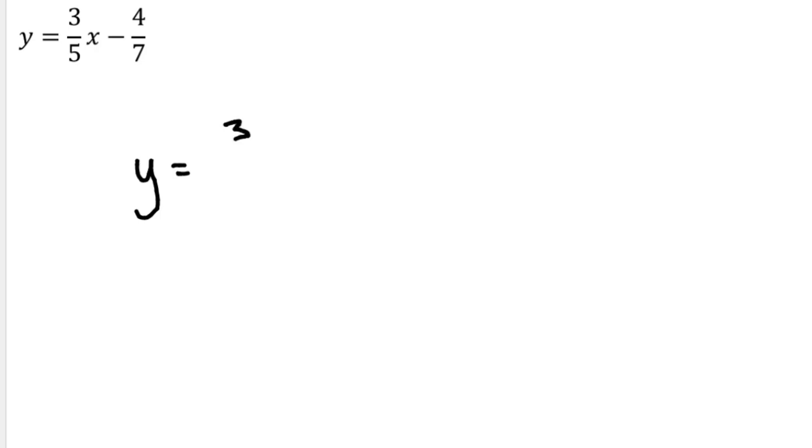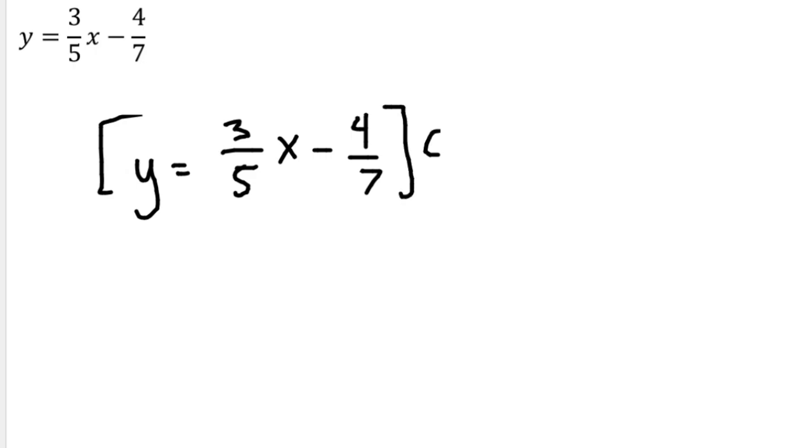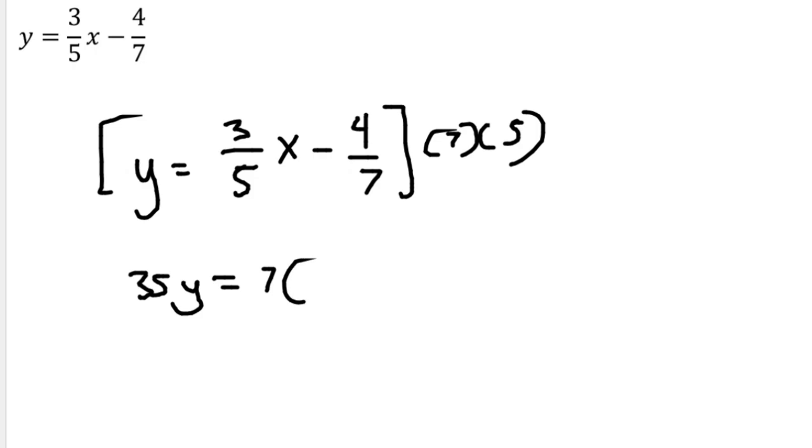Let's try another problem. We got y equals 3 over 5x minus 4 over 7. We're going to get rid of the fractions. We got 5 and 7 here, and 7 and 5 there. So I'm going to distribute 7 and 5 to y. So we got 35y. The 5 will cancel. So we got 7 times 3x, minus, and we can just cancel the 7.